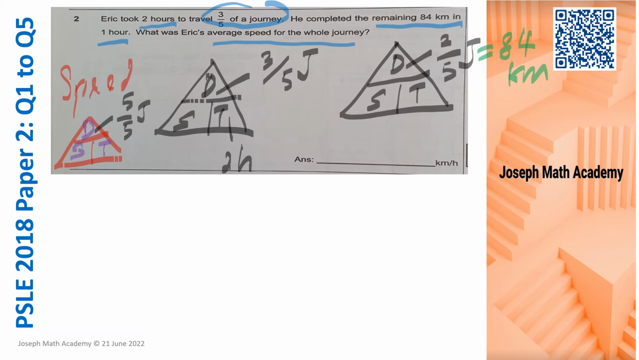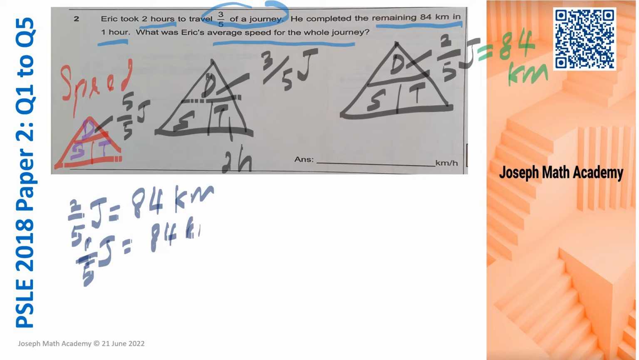Okay, so using this idea in mind, I can start my first equation. 2/5 journey is 84 km. So 1/5 journey will be 84 divided by 2. That gives me 42 km.